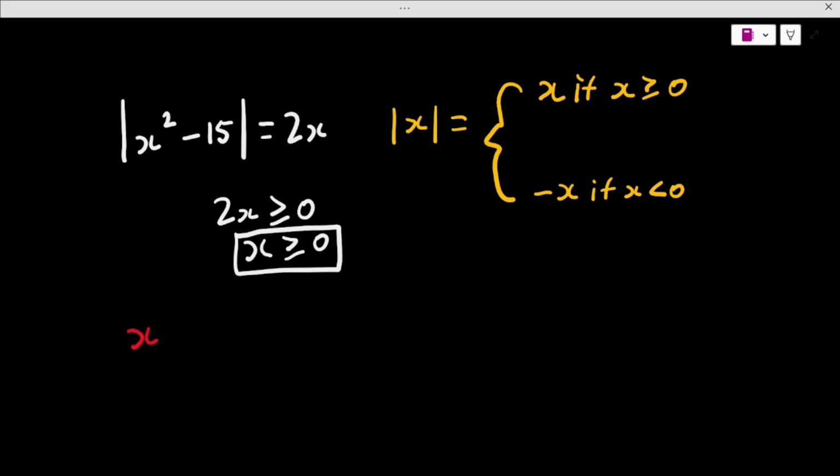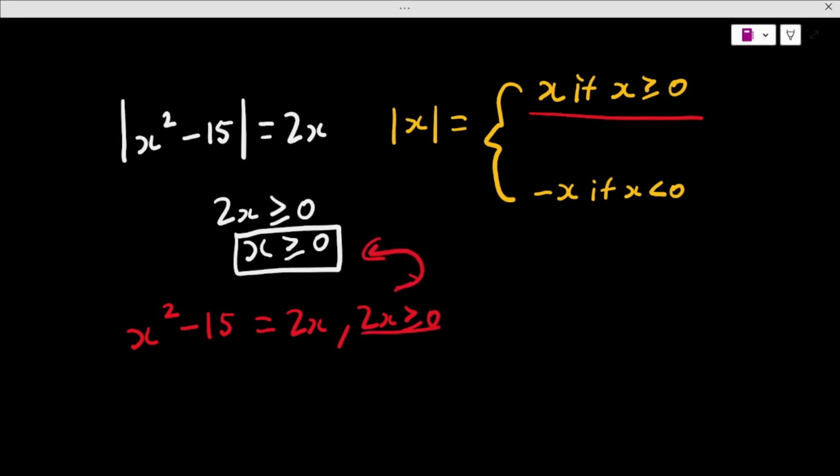Let's consider when x squared minus 15 is equal to 2x, where 2x is greater than or equal to 0. This will fulfill the first branch of the definition of the modulus function. For this inequality, this is just the same as this actually.